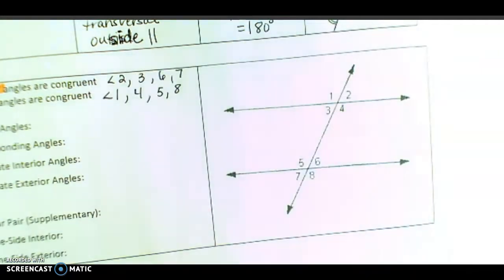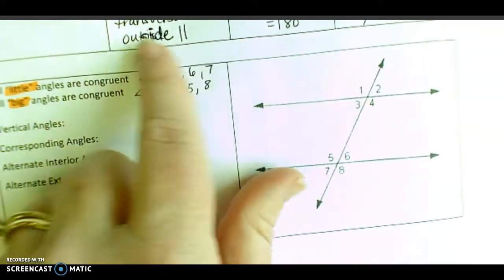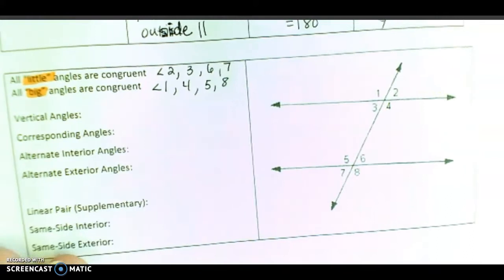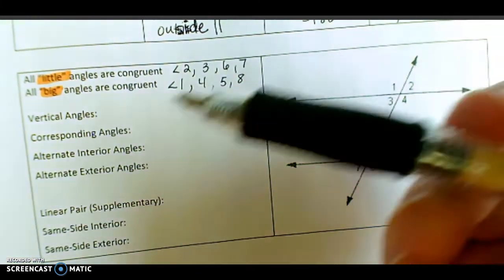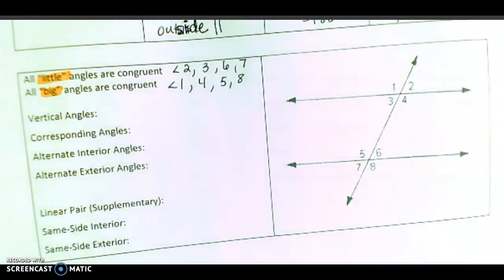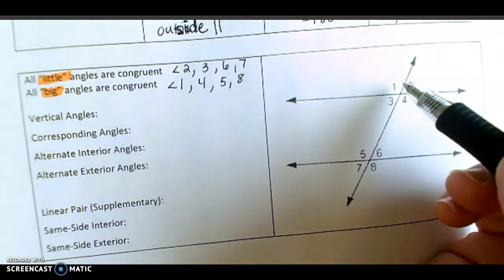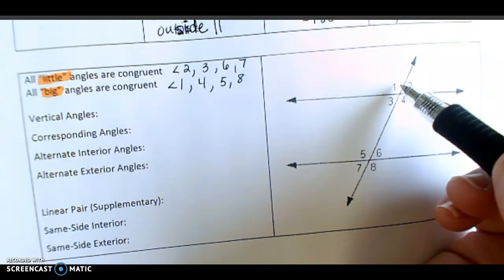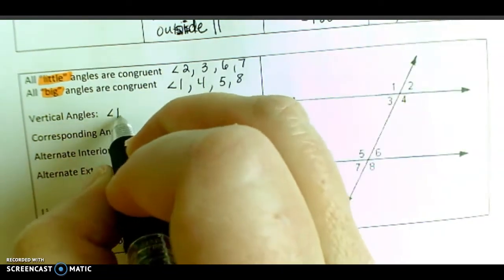So, just so you know, when you're looking at a picture like that, these 4 angles are congruent and these 4 angles are congruent. Now, when you're looking at the types of angles, we're just going to look at the description that we just wrote and try to find those answers. So vertical angles are angles that are across from each other. So angle 1 and angle 4 are across from each other, and we'll say angle 1 and angle 4.